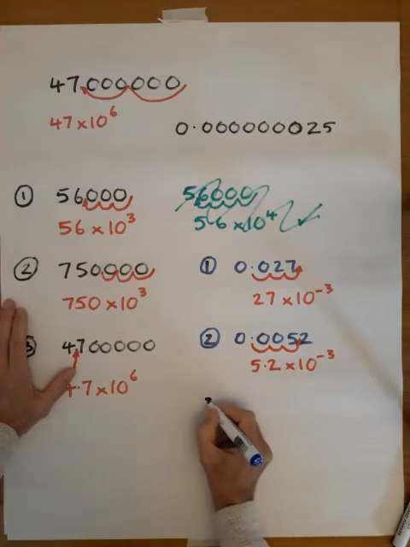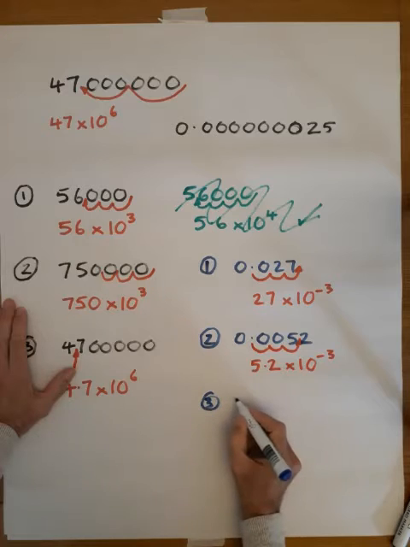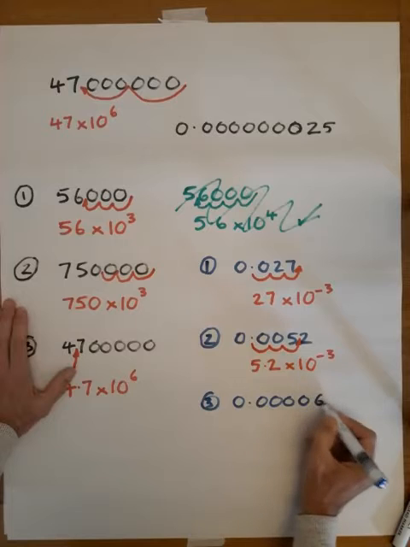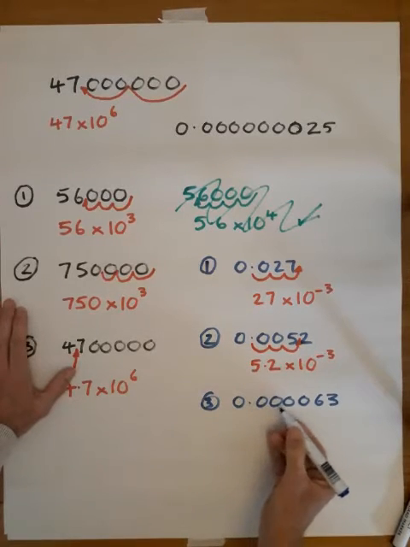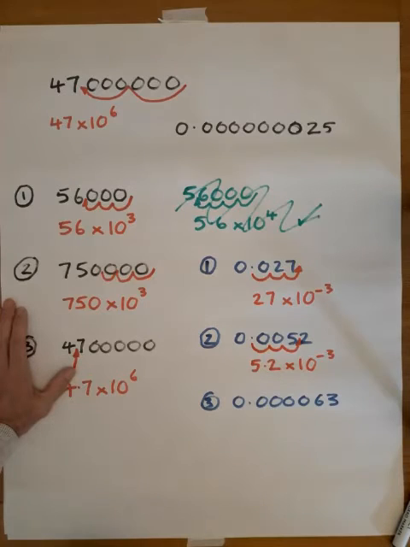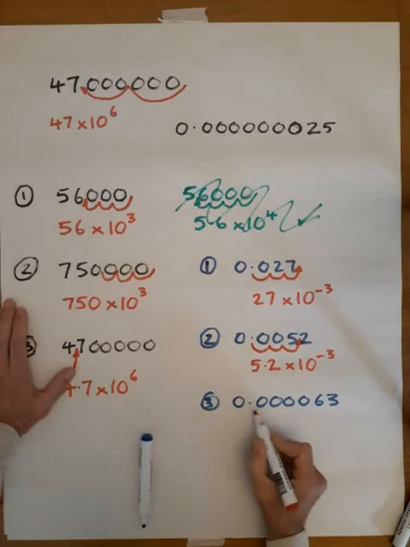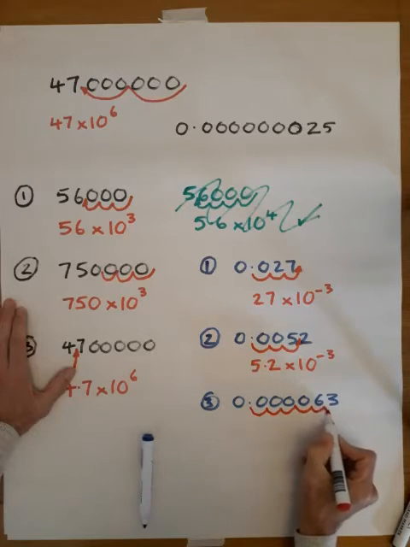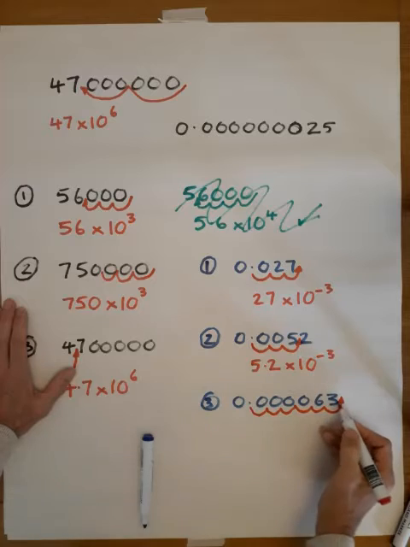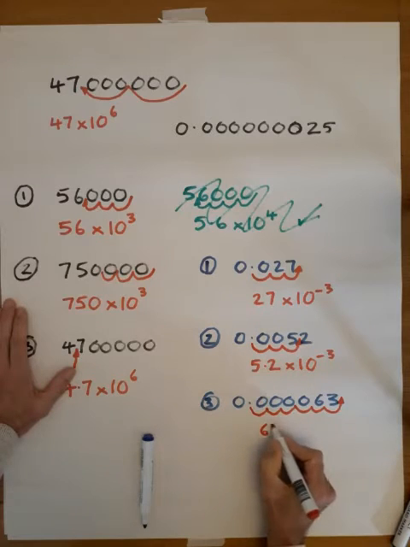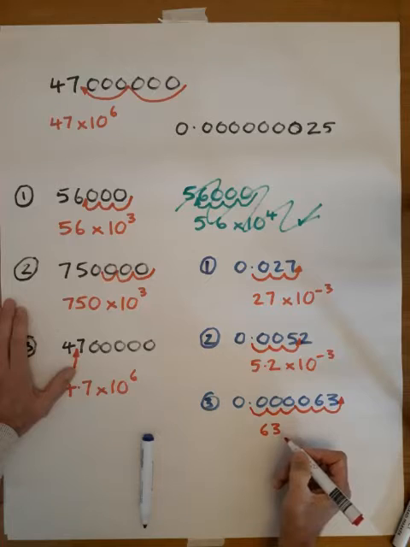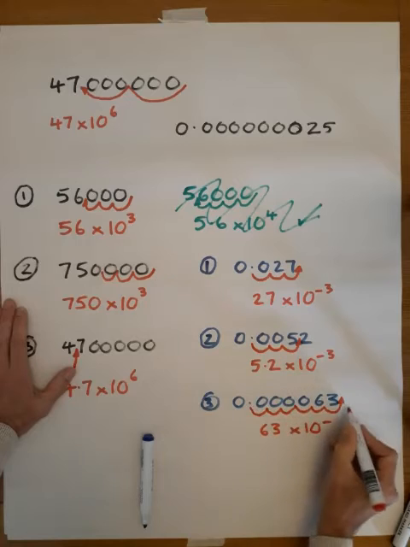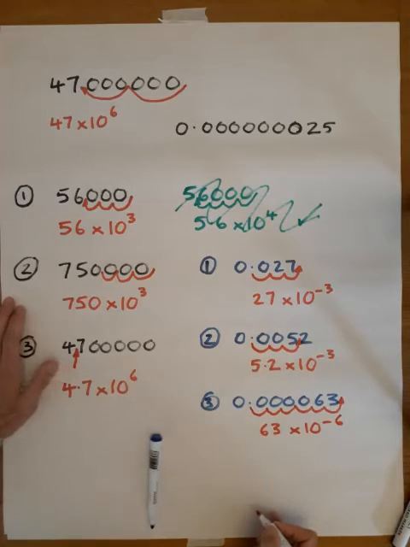One more. 0.000063. Let's move the decimal point and we'll go back 1, 2, 3, 4, 5, 6. So my new decimal point sits after the 3. 63 is what we've got, times 10 to the minus, and I moved it 6 times. 6.